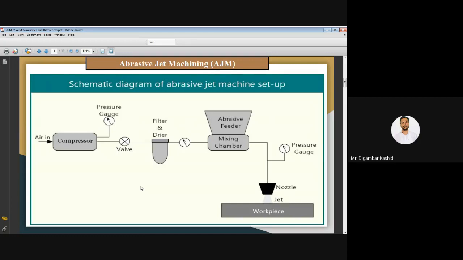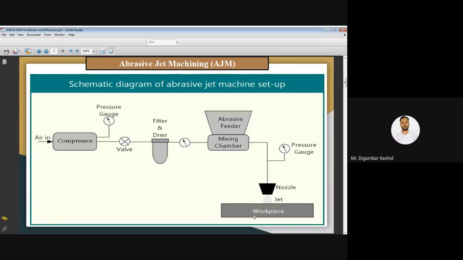Now you can see here I have shown the schematic diagram of abrasive jet machining. Here we have our workpiece. Suppose from this workpiece I have to remove material, or for example I have to drill a hole, say a 10 mm diameter hole, in that workpiece. If you go with abrasive jet machining, which components will you require for this?